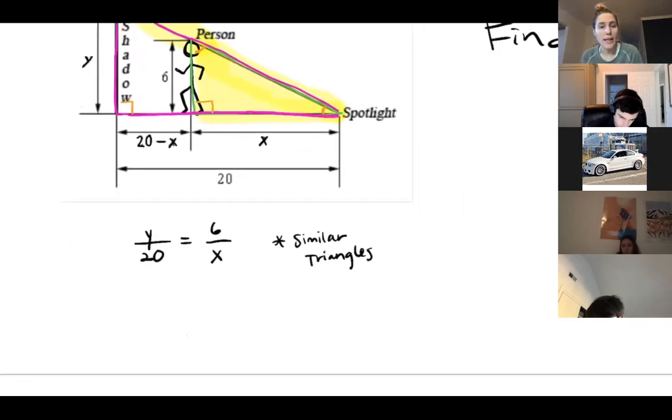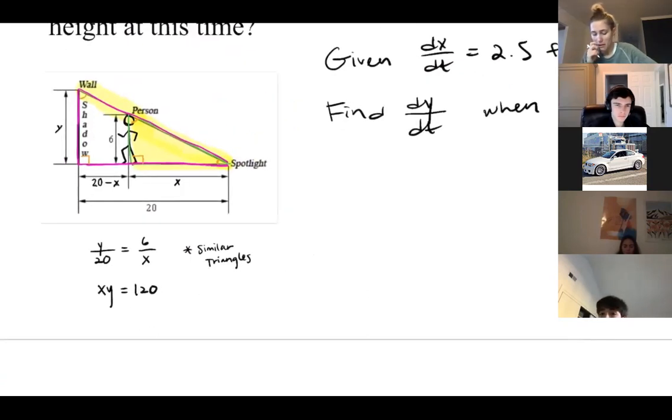And if we wanted to simplify that a bit to make it easier for when we want to differentiate, we can multiply by x on both sides, multiply by 20 on both sides. So we could have x times y equals 6 times 20, which is 120. I don't know if that necessarily makes it easier. We're just going to have to use product rule.